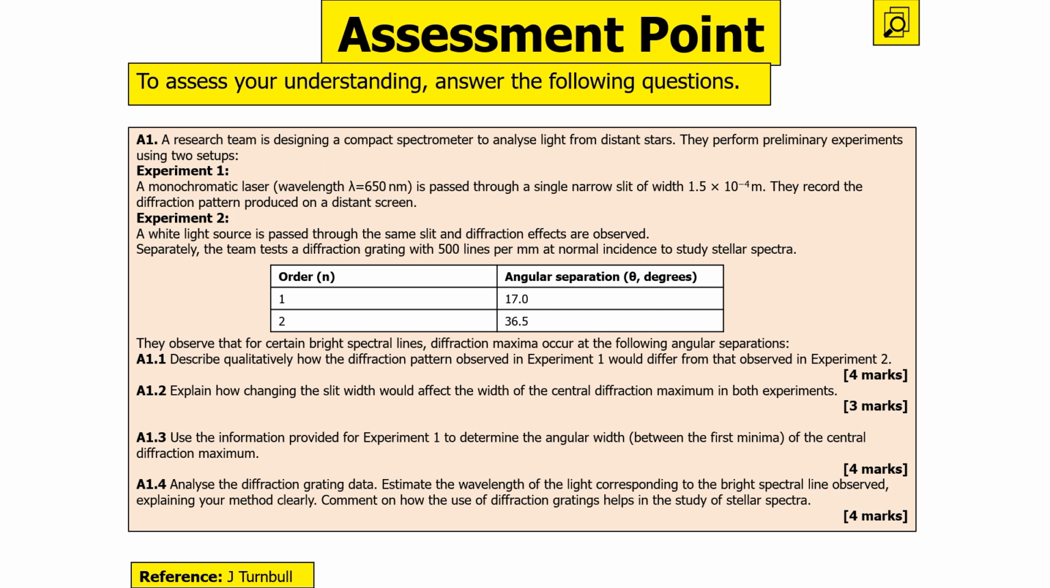Use the information provided for experiment 1 to determine the angular width between the first minima of the central diffraction maximum. Then analyse the diffraction grating data. Estimate the wavelength of the light corresponding to the bright spectral line observed. Explain your method clearly. Comment on how the use of diffraction gratings helps in the study of stellar spectra. So pause the video now, then unpause the video when you want to go through your answer.